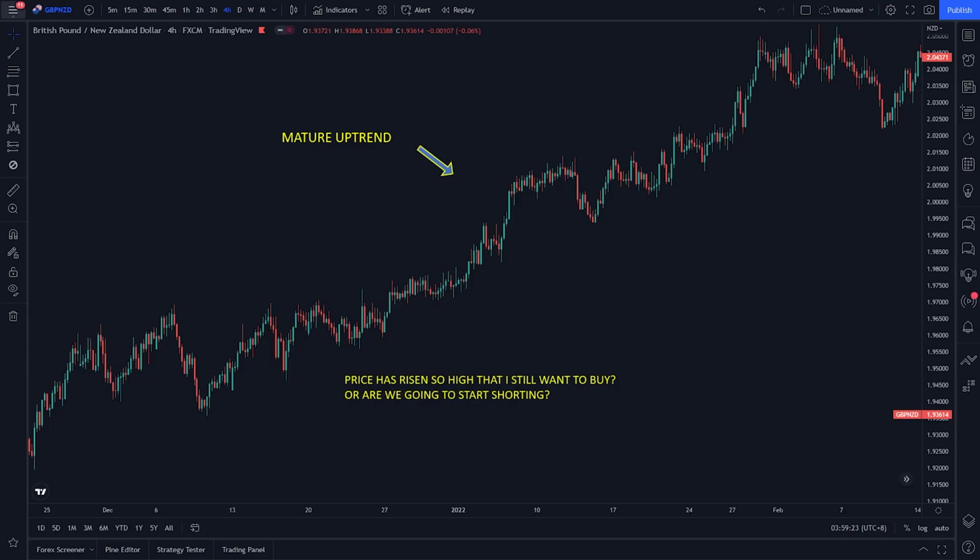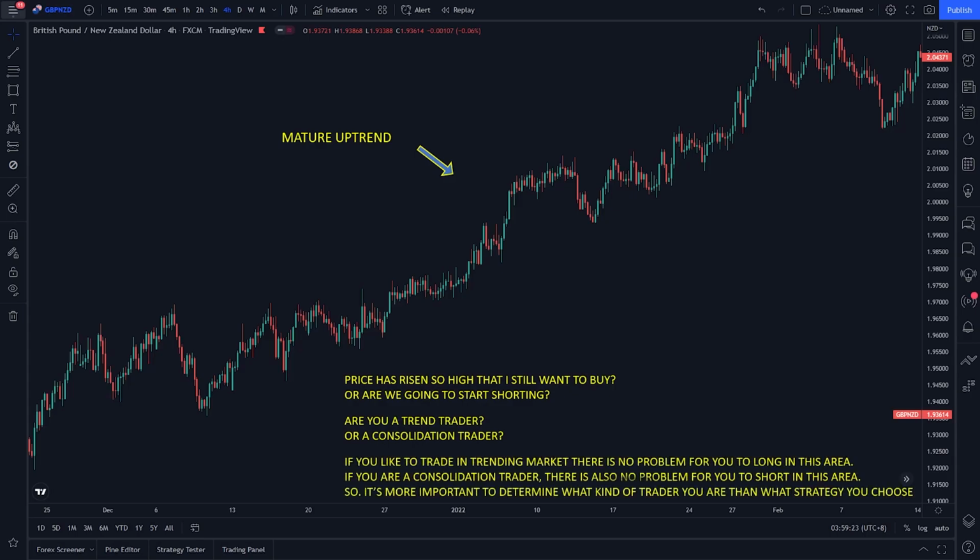Here I want you to think about what kind of trader you are. Are you a trend trader, or a consolidation trader? If you like to trade in trending markets, there is no problem for you to long in this area. But if you are a consolidation trader, there is also no problem for you to short in this area. So, it's more important to determine what kind of trader you are than what strategy you choose.